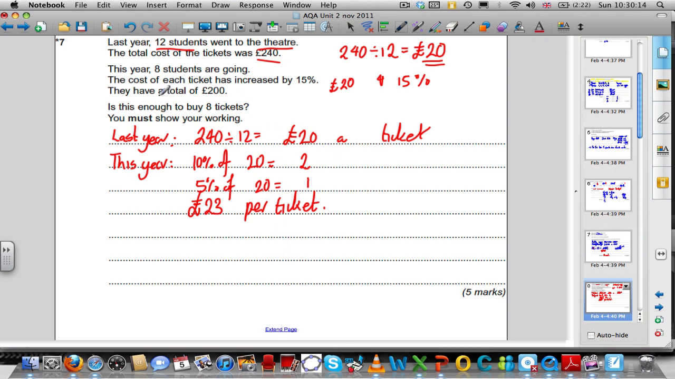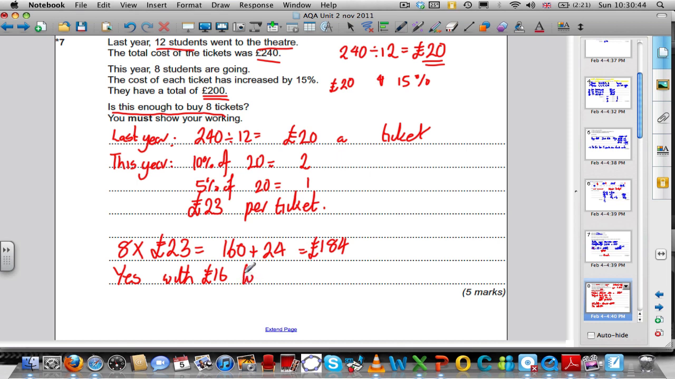And it says they have a total of £200. Can they buy 8 tickets? Well, 8 times 23, let's work it out. 8 times 20 is 160. 8 times 3 is 24. So you add them together and you get £184. To answer the question, is this enough to buy 8 tickets? Yes. And you could say with £16 to spare.